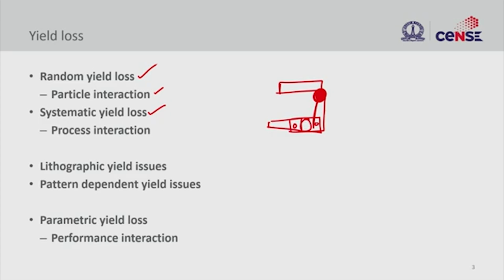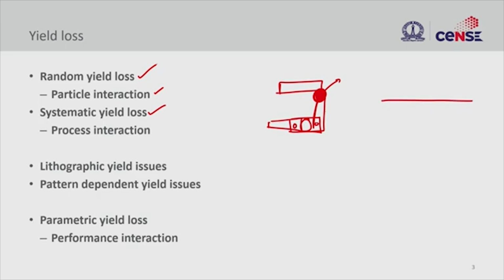So it depends on the nature of the particle, whether it is insulating or conducting. Your particle interaction with your circuit will give you random yield. So you don't know where these particles are going to come and sit on your wafer or on your circuit, right? So that's why we call it a random yield loss. The other type of yield loss is a systematic yield loss. So this is primarily coming from your process.